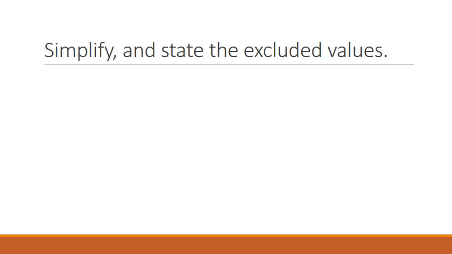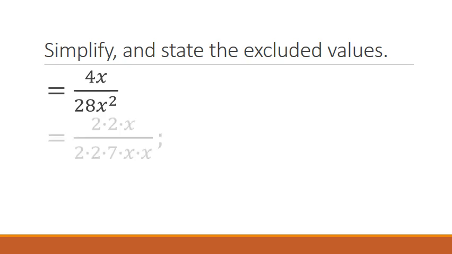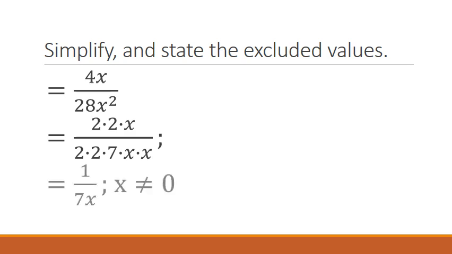Now let's have another one. We have to simplify and state the excluded values. I have here 4x all over 28x squared. We can simplify 4x by expanding it into 2 multiplied by 2 multiplied by x, and 28x squared as 2 multiplied by 2 multiplied by 7 multiplied by x and multiplied by x. Or simply, we can cancel out some of the terms. We can cancel out 2 and 2 because we have both 2s. Another one, we can cancel out x and x.